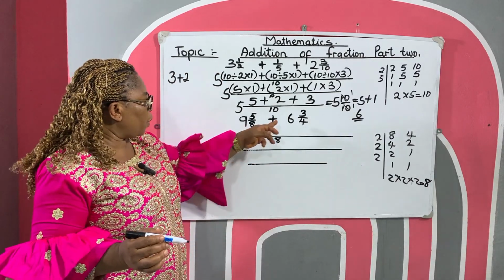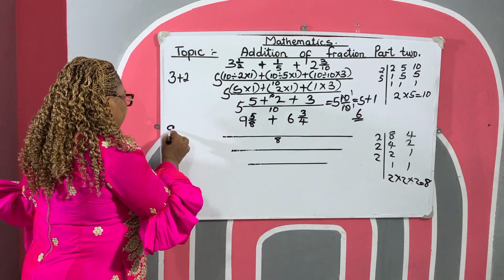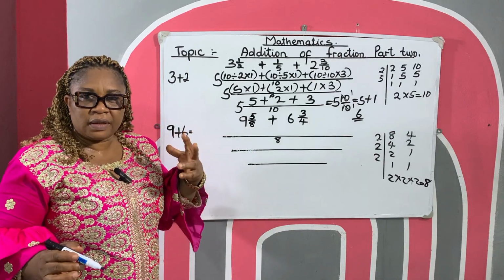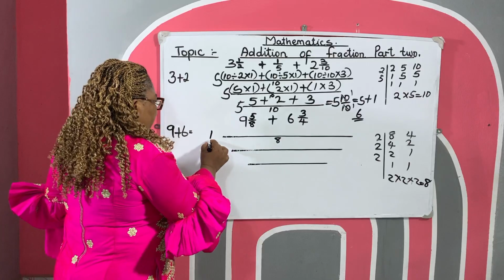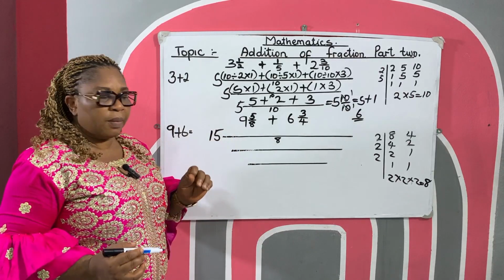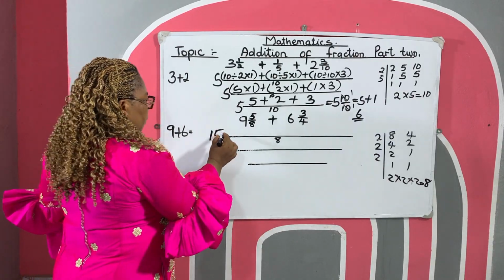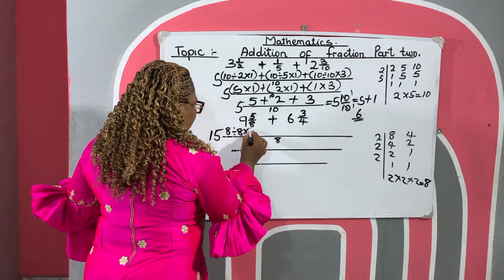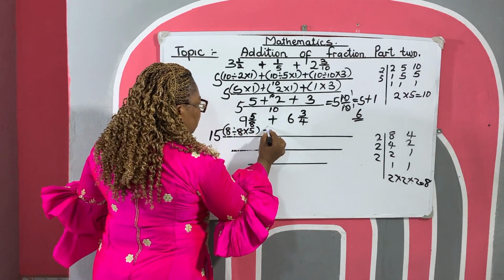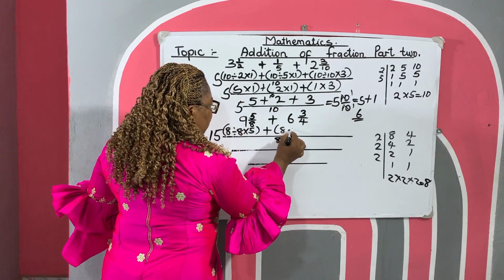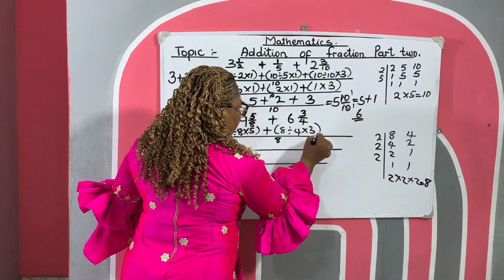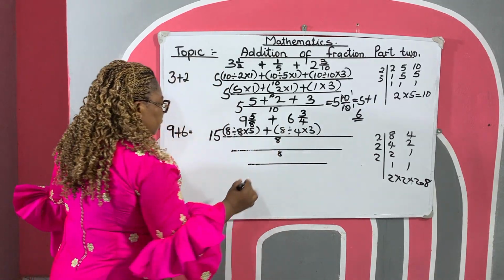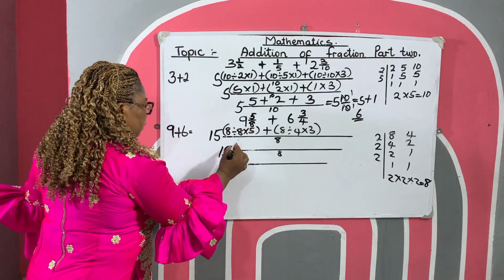Whole number is 9 plus 6. 9 plus 6 will give us 15. So we have here 15 whole number. Okay. 8 divided by 8 times 5 here, plus 8 again divided by 4 times 3. Okay. We bring down the LCM again. Bring down the 15 again.